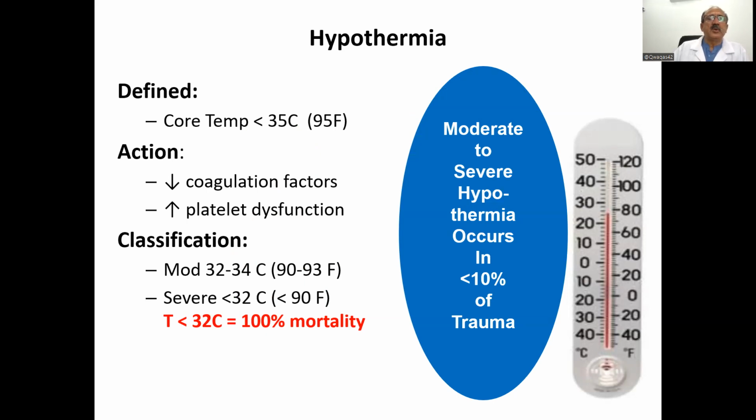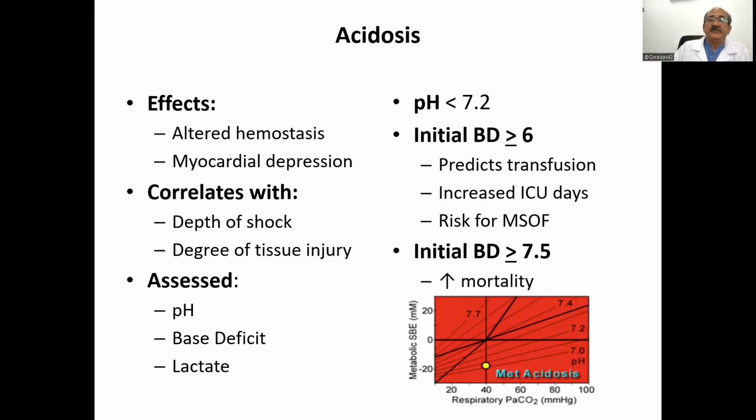Hypothermia is when the core temperature is less than 35 degrees centigrade. What does it affect? It decreases the coagulation factors and increases platelet dysfunction. Acidosis affects hemostasis and causes myocardial depression. And with increasing acidosis, that is pH less than 7.2 and base deficit more than 6, it predicts transfusion, increased ICU days, and risk of multi-system organ failure.